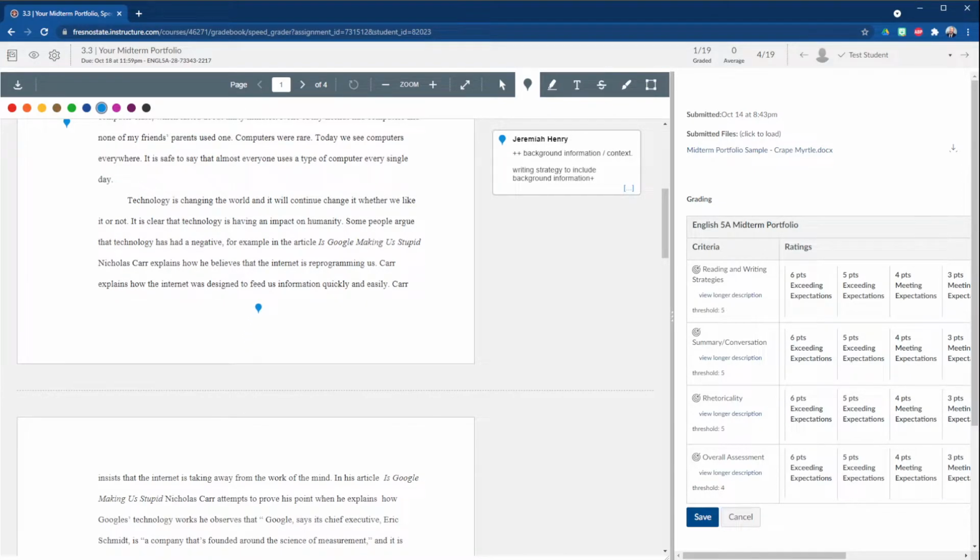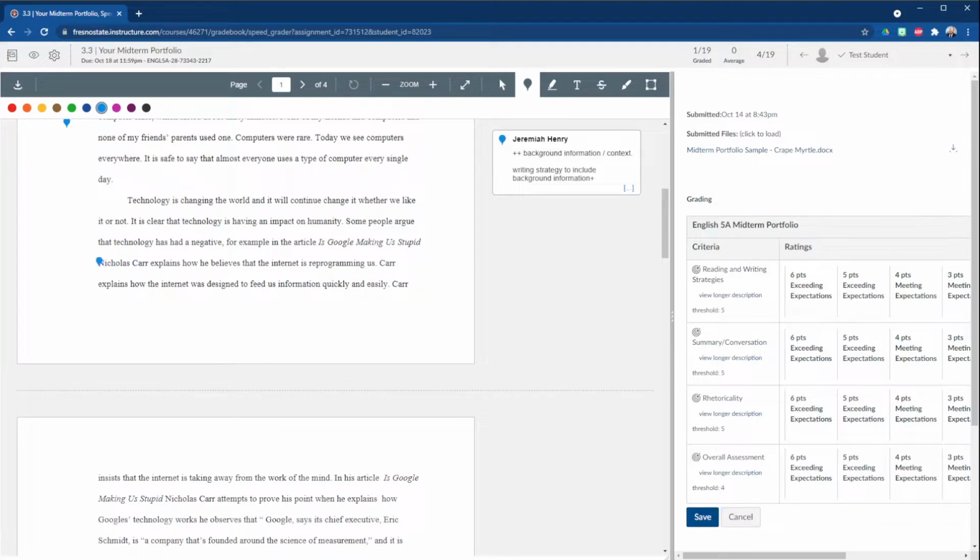Third paragraph here. "Technology is changing the world and will continue to change it whether we like it or not. It is clear that technology is having an impact on humanity. Some people argue that technology has had a negative. For example, in the article, 'Is Google Making Us Stupid?' Nicholas Carr explains how he believes that the internet is reprogramming us." Yeah, I think we had just maybe a little missing word right there. I suppose some people argue that technology has had a negative impact, maybe borrowing from the noun here, a negative impact, for example, and then so on.